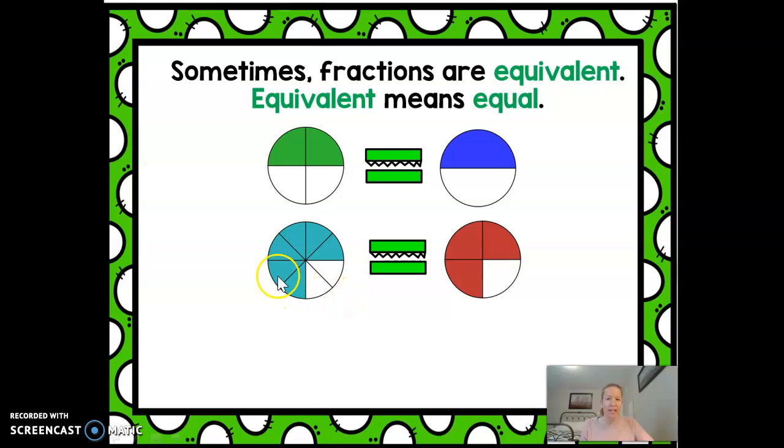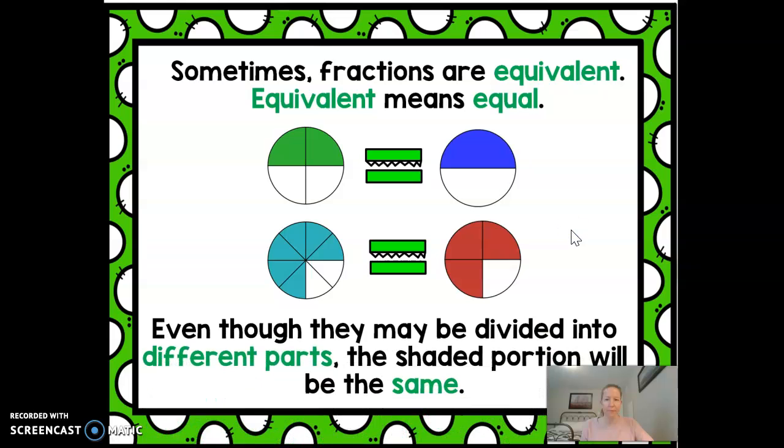This fraction is divided into eighths, and there are 6/8 of this fraction. This one's only split into fourths, and 3/4 are taken. But if you look at the picture, it's the exact same. Even though they might be divided into different parts, the shaded portion will be the same. That means that they're equal, and that's the equal sign. We've all seen that in division and multiplication and addition and subtraction.